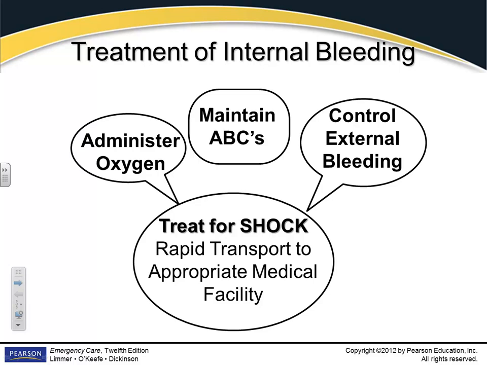Okay, treatment of internal bleeding. Can we stop the bleeding? No, we can't stop that bleeding. But there are things that we will want to do to treat them. Number one is always going to be oxygen. If they've lost a lot of blood, then they're not circulating that much. Everything that does circulate needs to have as much oxygen as possible on it. Of course, you're going to maintain their ABCs, and then control any external bleeding.